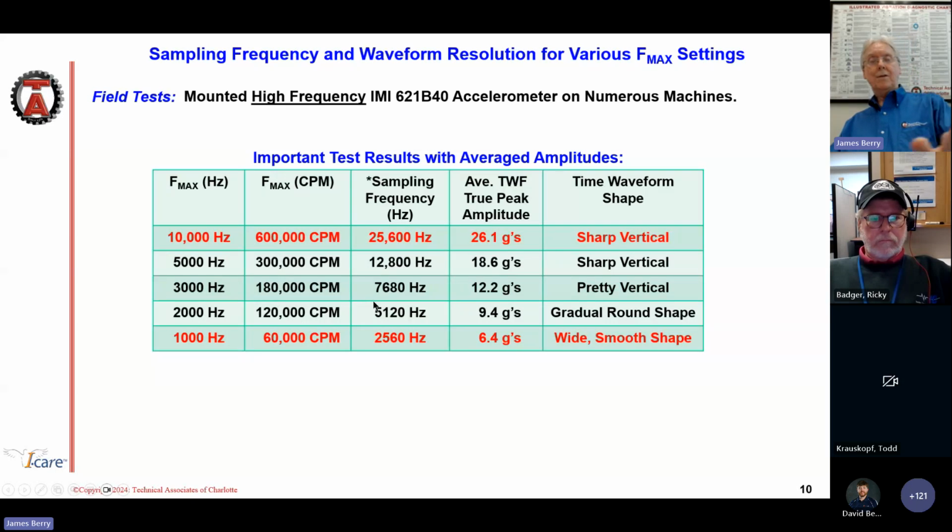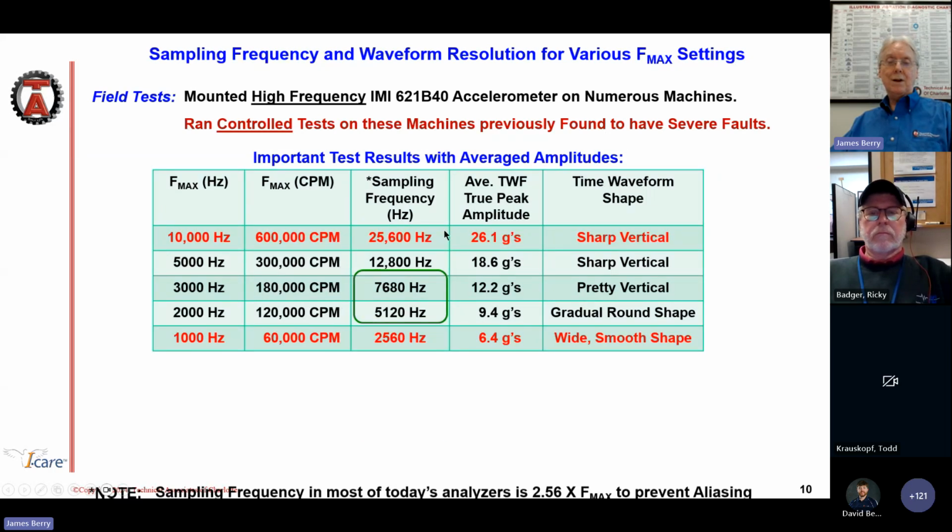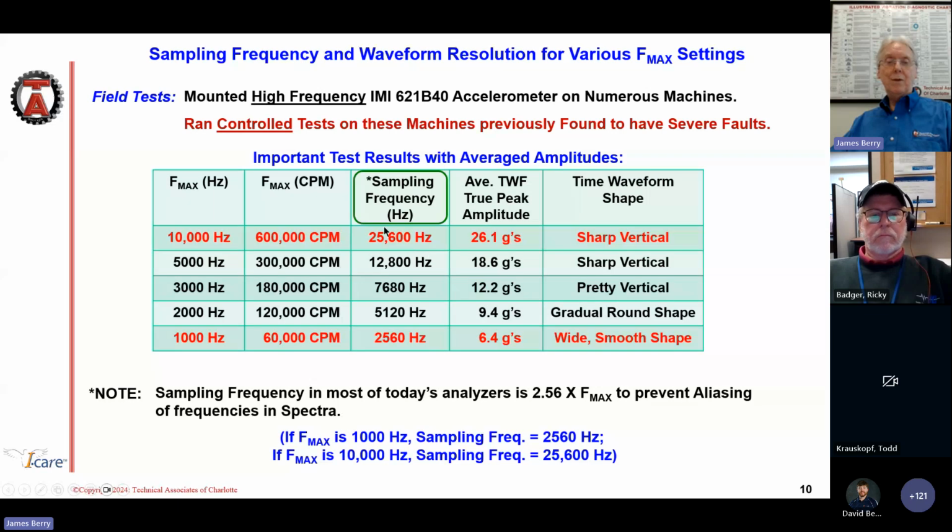So let's look at some real world data. This is actually data that we captured on a great number of machines that had themselves severe faults. We'd already proven they have severe faults. So we ran some controlled tests. There's a lot of data here, and I won't expect you to go through all this data at this point, but I do want to point out one thing, the sampling frequency right in here, all right?